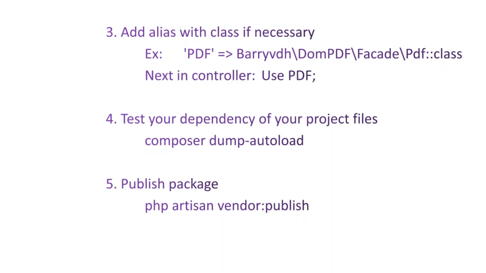Test your dependency. So we have to load our new updated changes. So once again we have to check our dependency with Composer dump-autoload, and then at last publish our package. So php artisan vendor:publish. We can publish using a number of packages by ID 0, 1, 2, 3, 4, and manually we can publish our desired package. Thank you.